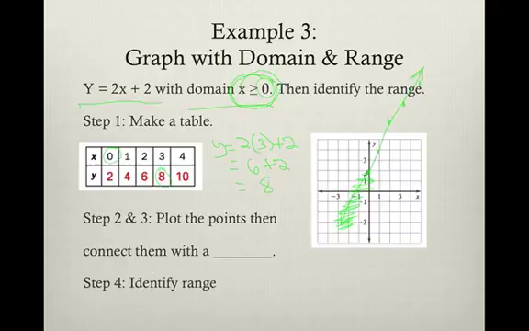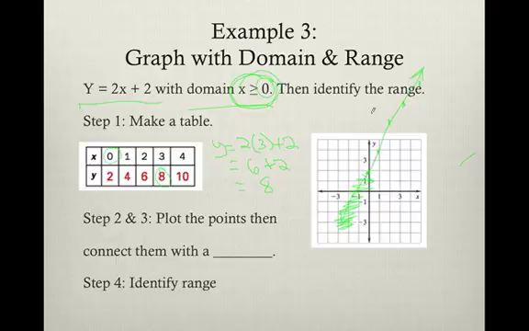But notice that I've crossed out the bottom part. Have I crossed out the top part? No, because I can have an x of 3, an x of 5, an x of 1,000,000. This is going to go on and on and on up. That's okay because those x's are greater than or equal to 0.